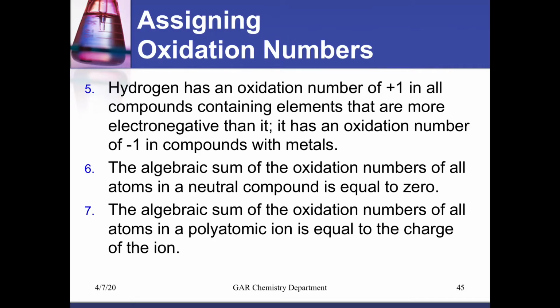The last element that has a special role is hydrogen. Typically, hydrogen has an oxidation number of +1, which is not surprising because typically hydrogen forms ions by giving up 1 electron and having a 1+ charge. The only exception to this is when it's with metals.